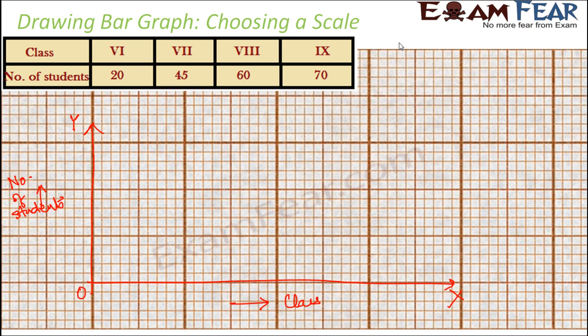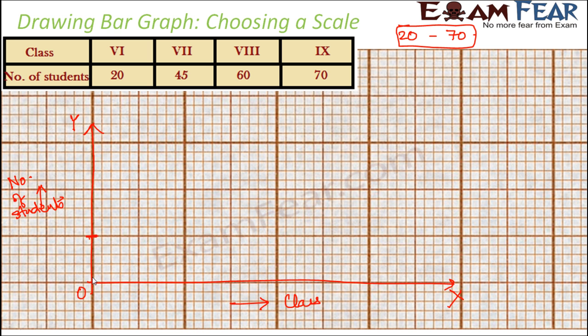Now, in number of students, we will have to look at the range. So, the minimum number of students is 20 and the maximum number is 70. So, that means the range of values that you have is between 20 and 70. So, what would be a convenient scale? Obviously, a convenient scale would be a scale of 10. That means we assume that each unit represents 10 students.